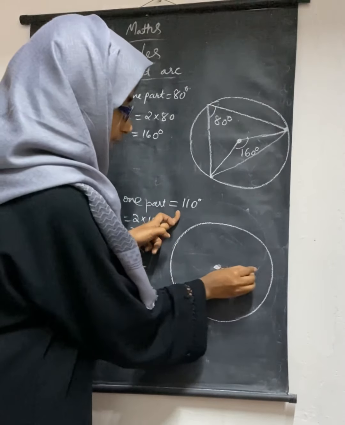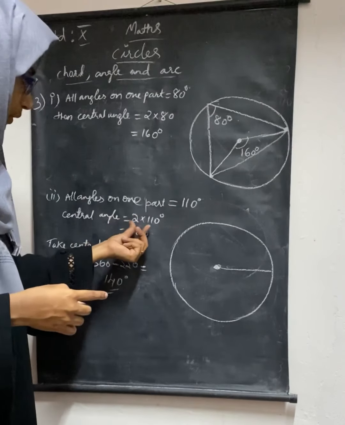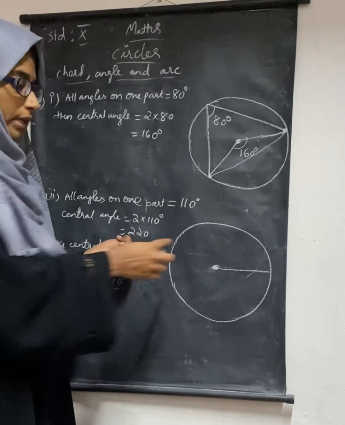So if I draw a line like this, we want to find out the central angle. Central angle means double of this. So 2 into the central angle will be 2 into 110, 220. 220 you have to find out here.